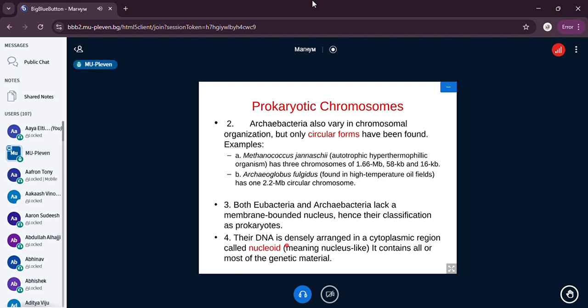The DNA of prokaryotes is densely arranged in a cytoplasmic region called the nucleoid. Make a distinction between nucleotide and nucleoid. Nucleoid means nucleus-like; oid is a suffix used in words to say that this is something like the other structure. The nucleoid contains all or most of the genetic material. Usually, plasmids are not in the area of the nucleoid. They are distributed in all the cell.